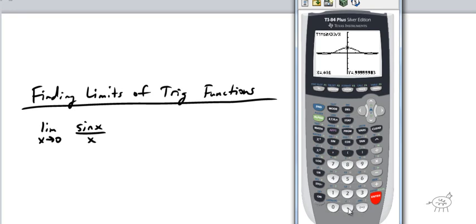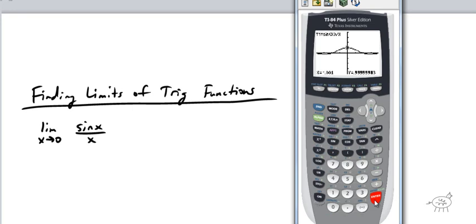Let's look at the other side. How about negative 0.1? Same, 0.998. How about negative 0.01? You can kind of see what's going on here. Let's do one more, negative 0.001. All right, so it's going to 1. Graphically, I just showed you on the graphing calculator that it goes to 1.